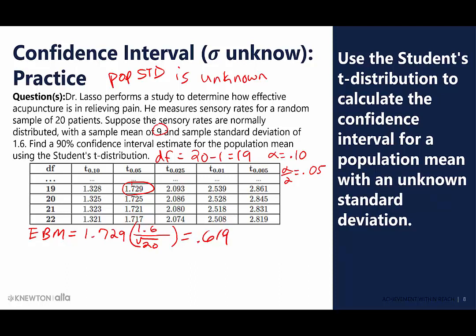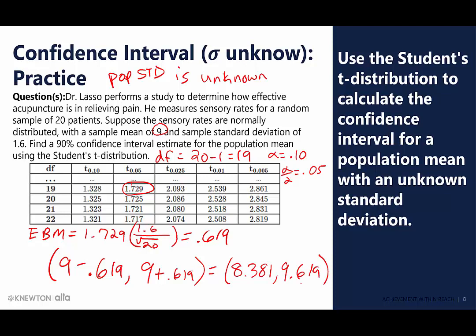So now we've got an error-bound mean, and our sample mean was 9. Now we subtract away that margin of error, aka the error-bound mean of 0.619. That will give us the lower bound of our confidence interval. Our upper bound will be 9 plus that same 0.619. Working that out, that gives us a confidence interval with a lower bound of 8.381 up to an upper bound of 9.619.